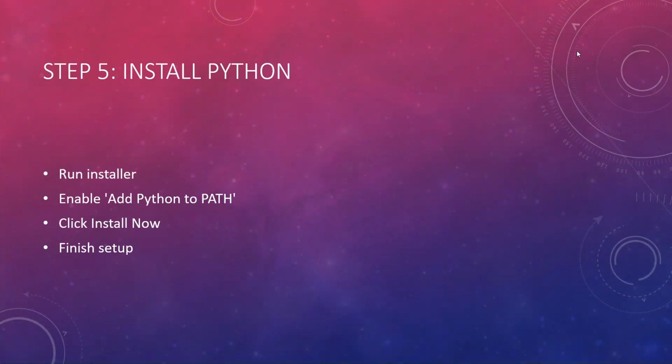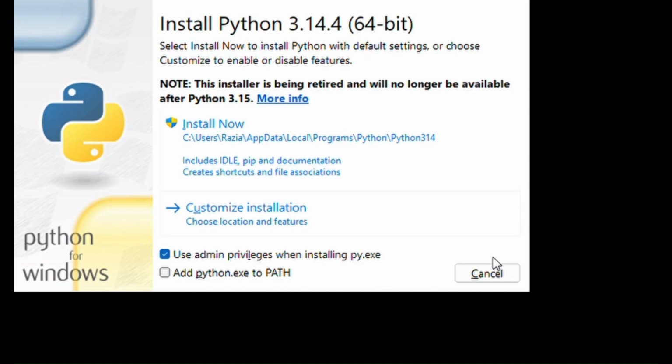So let's download. Okay, and then we'll run the installer. Here we have Python 3.14.4. I've clicked on the installer and so here is Install Now, and this is the directory it will install in the C drive. It will include IDLE, pip and documentation. So basically what all is coming with the installation is given here. Now this is important. Use admin privileges when installing py.exe. Hence we needed our admin rights.